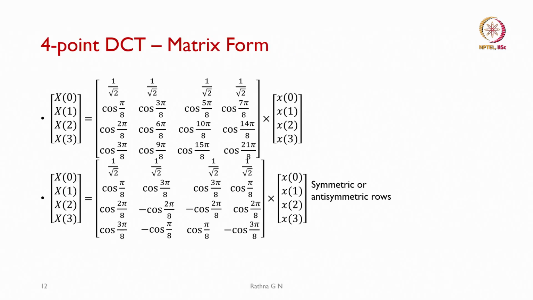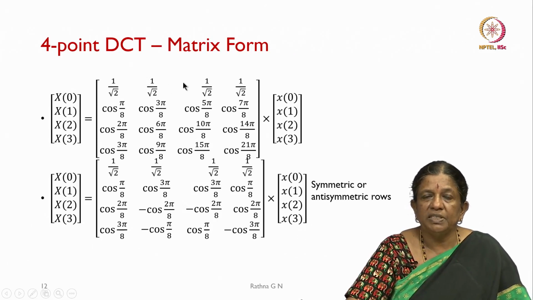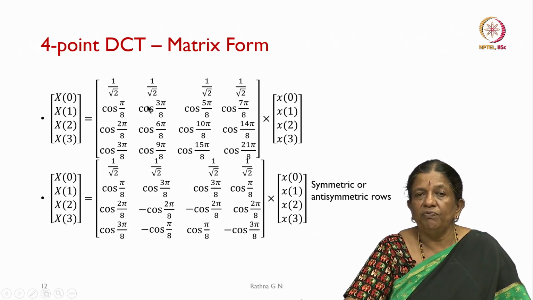Now coming to the matrix form, if we substitute these values as we have expanded, we will see how it is going to look. My capital X of 0, X of 1, X of 2, X of 3 are written here, and we know that the first coefficient is going to be 1 by root 2, which is going to be multiplied by x of 0, x of 1, x of 2, x of 3 as the input. And then the second row is going to be pi by 8, 3 pi by 8, 5 pi by 8. So, you will be adding 2 pi for all the things. So, the last one will be cos 7 pi by 8.